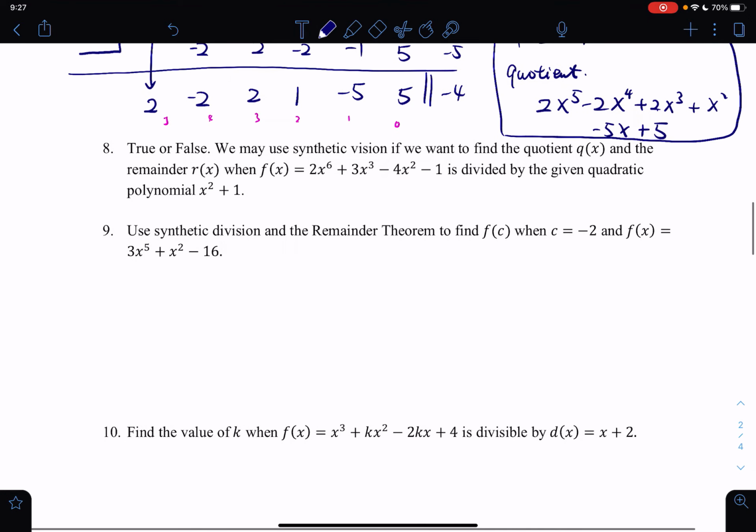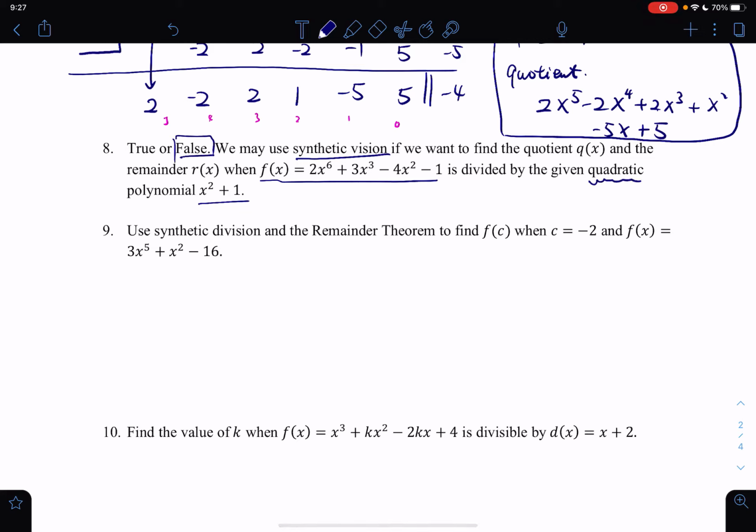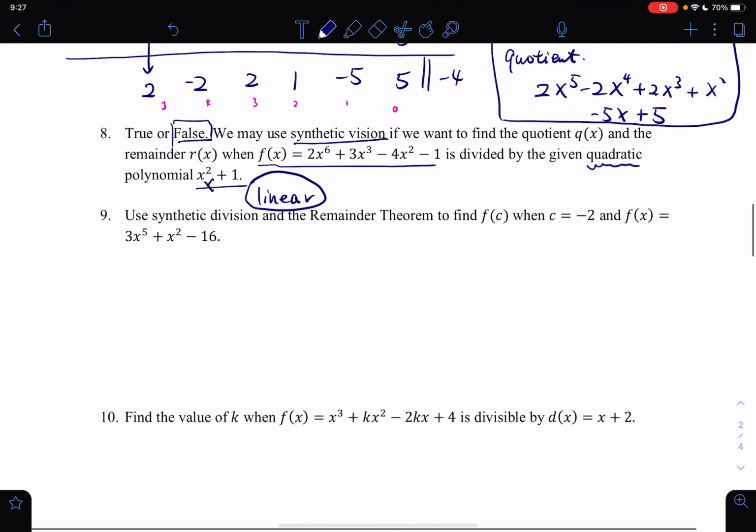Well, the next question says, can I use synthetic division to find out what's the quotient and what's the remainder when I have f of x divided by x squared plus 1, which, by the way, we have emphasized is a quadratic function. We said remainder theorem and synthetic division both handle division when the denominator is x minus c. So it can only work if it's a linear denominator. This one is not okay.